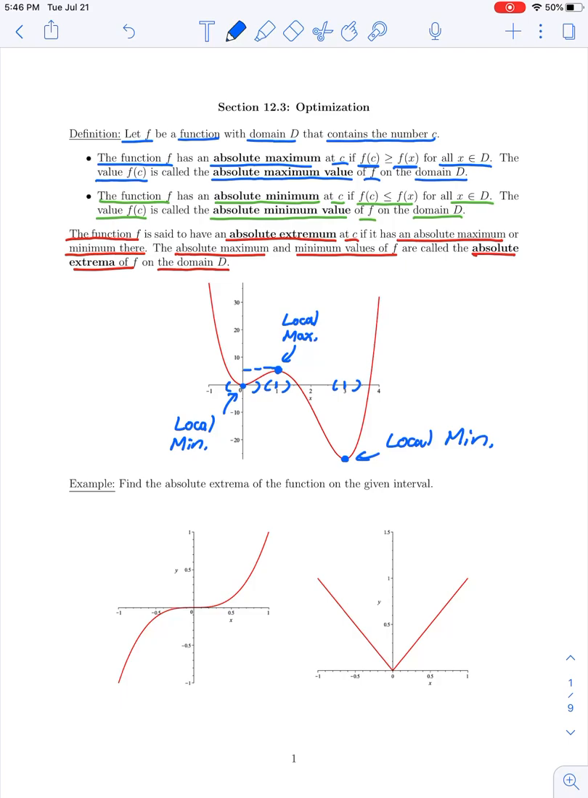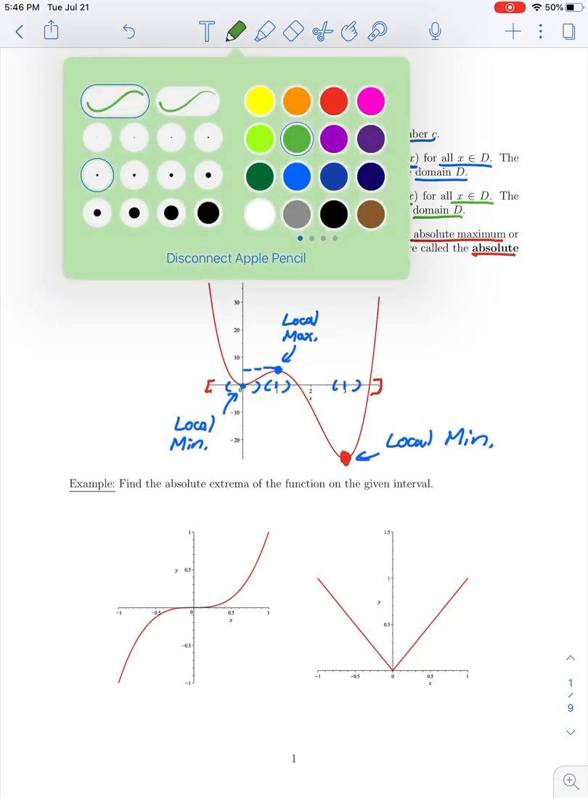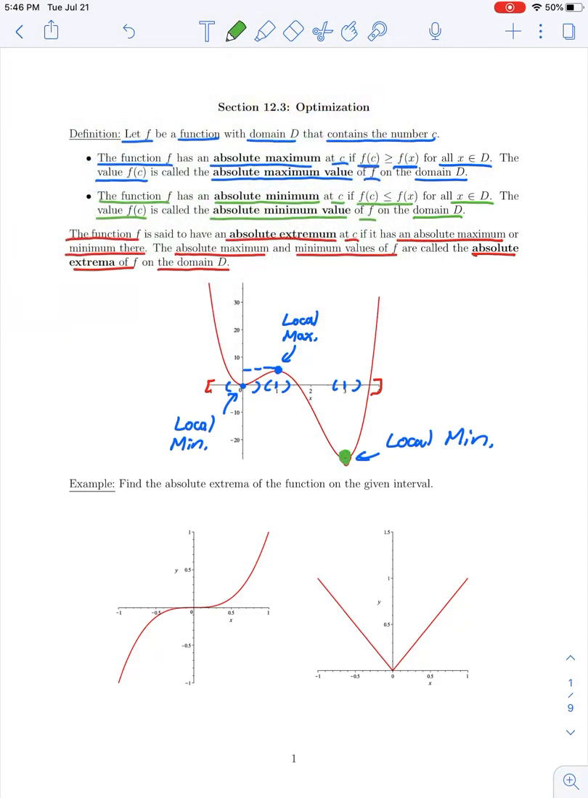But if we think about this function being defined on the domain -1 to 4, we can see that this point is actually the smallest value that our function takes over the entire domain where we're looking at our graph. So this smallest value would be the absolute minimum value, which occurs at x equals 3.